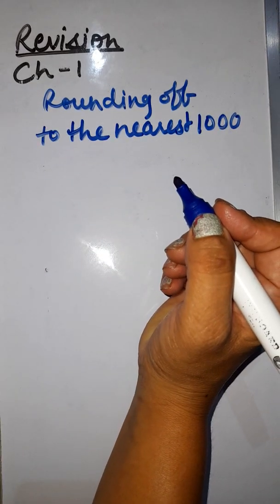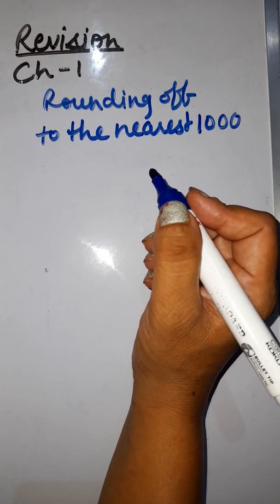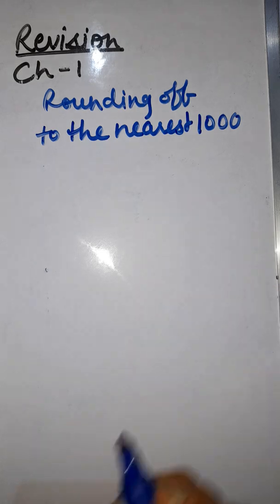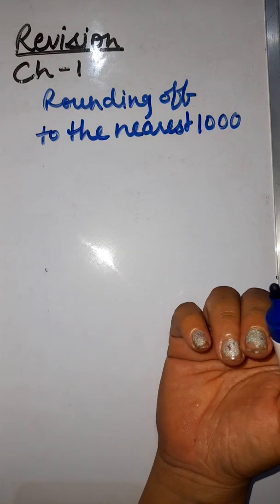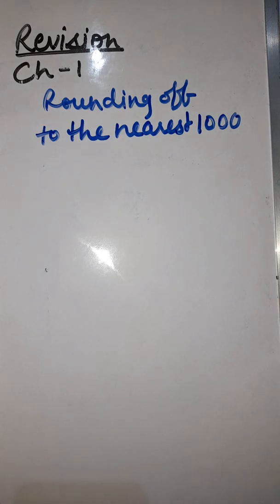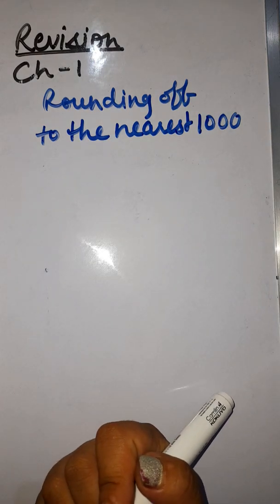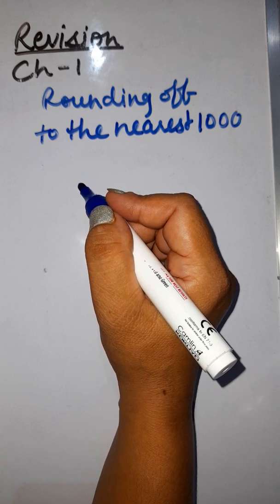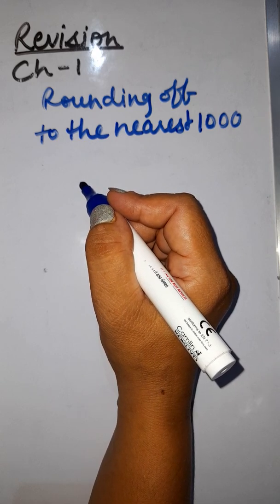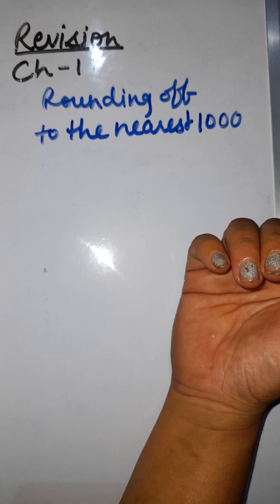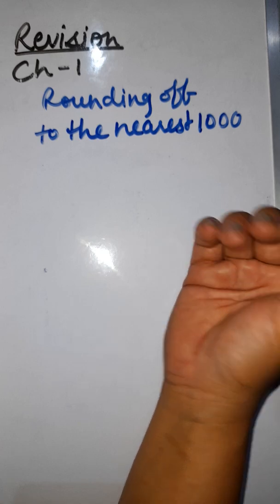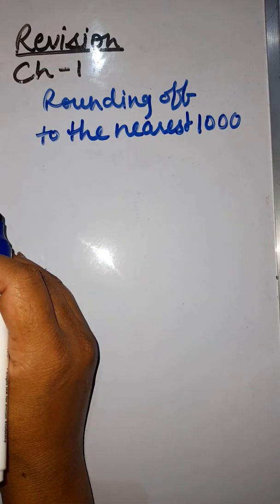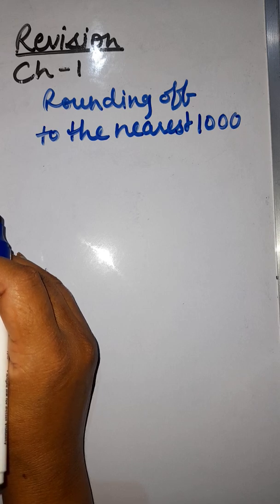So what we have to do? To round off a number to the nearest 1000, we round it off to the multiple of 1000. Multiples means we round off to multiples of 1000. General rule for rounding off numbers to the nearest 1000: look at the digit at the hundreds place. If it is 1, 2, 3 or 4, round down to the lesser 1000. If the digit is 5, 6, 7, 8 or 9, round up to the greater 1000.